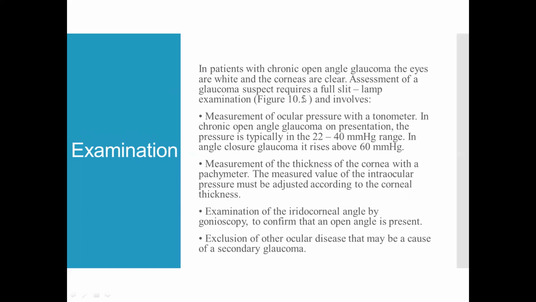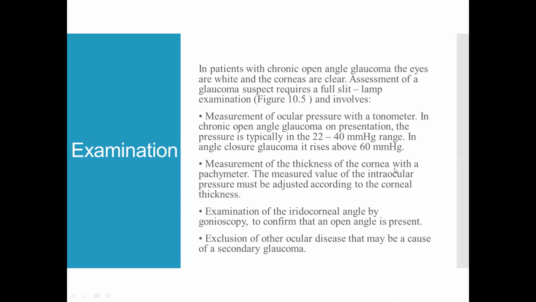Assessment of a glaucoma suspect requires a full slit lamp examination. Obviously you have to measure the ocular pressure using a tonometer. In chronic open angle glaucoma, usually the pressure will be between 22 to 40 millimeters of mercury. However, in angle closure glaucoma, it rises above 60 millimeters of mercury.